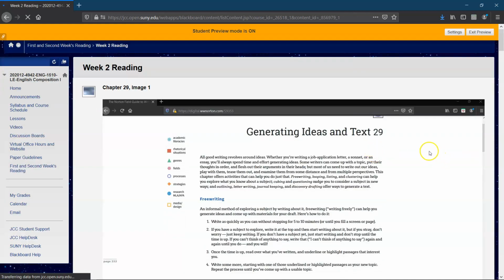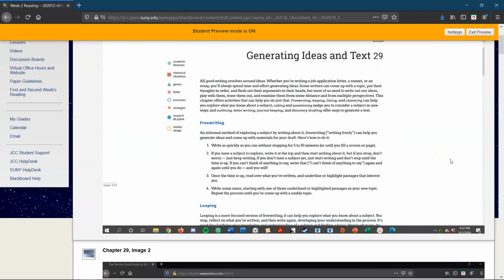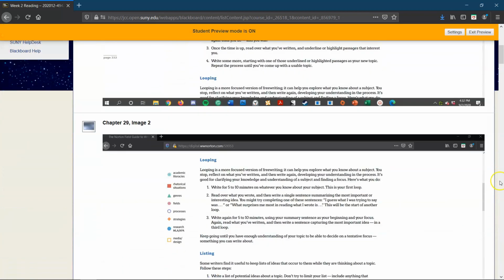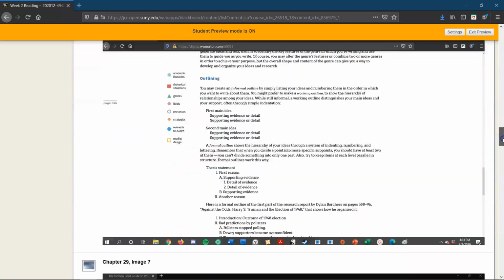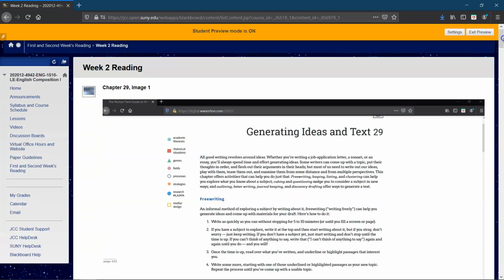Please be warned that this week 2 reading folder on Blackboard is a little bit image heavy. It may take a few moments for it to load depending on your internet connection, but it does work, and I do have screenshots of the chapter 29 and 30 reading. So it will at least allow you to look at the reading and get the second discussion board done.